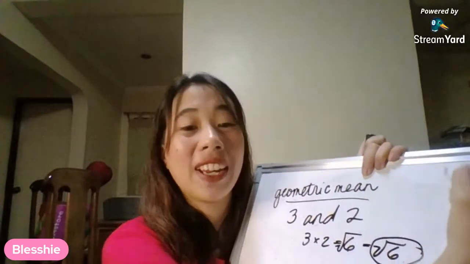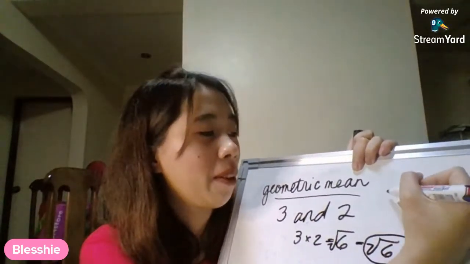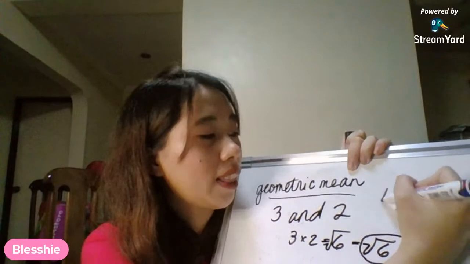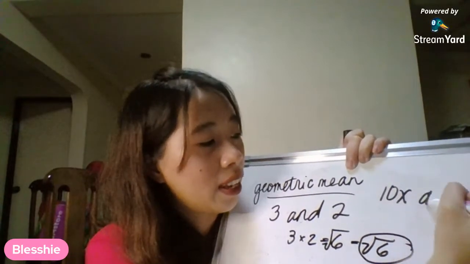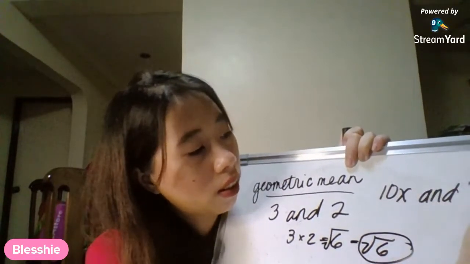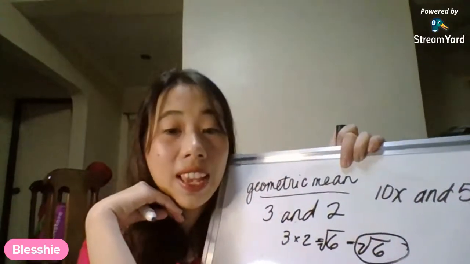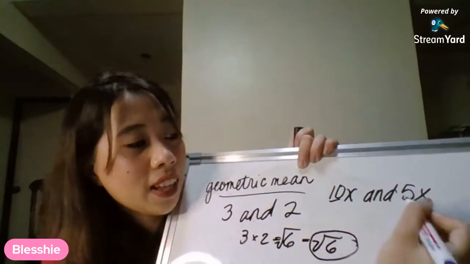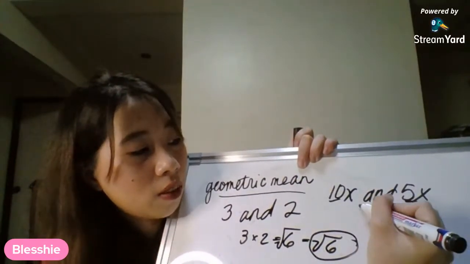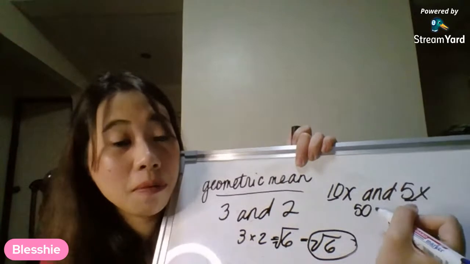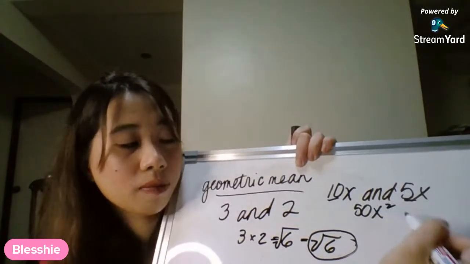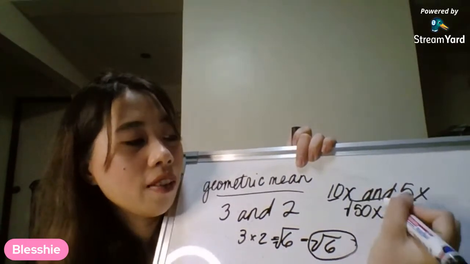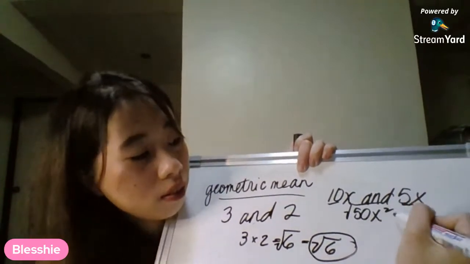So, for example, may letters, may variables tayo. Kunyari, merong 10x and 5x. So, multiply lang. 10 times 5. So, that's 50. X times x is x squared. And then, square root ng 50x squared.